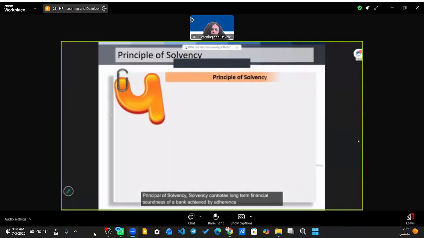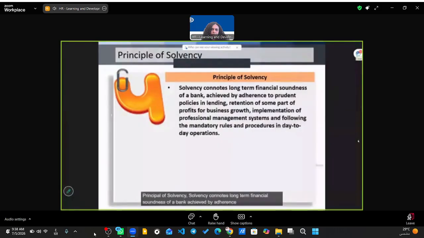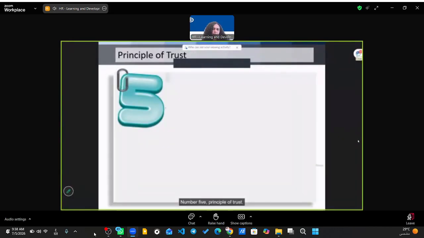Principle of solvency. Solvency connotes long-term financial soundness of a bank, achieved by adherence to prudent policies in lending, retention of some part of profits for business growth, implementation of professional management systems, and following the mandatory rules and procedures in day-to-day operations. Number 5, principle of trust.